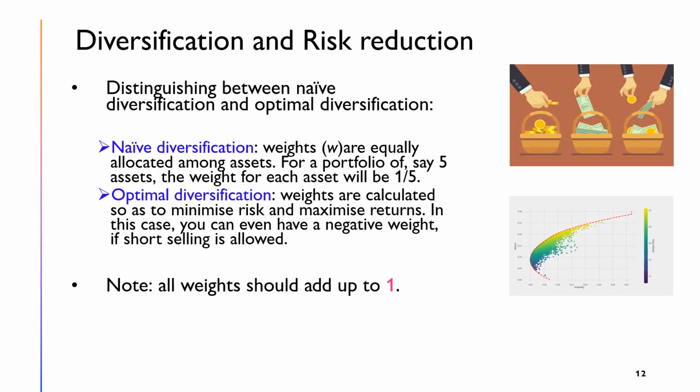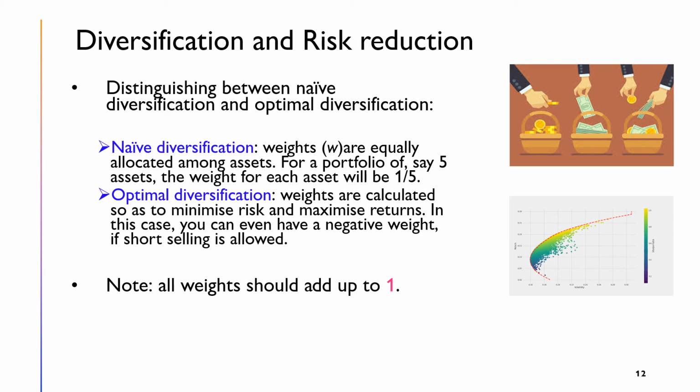It is important to distinguish between naive diversification and optimal diversification. In naive diversification, weights are equally allocated among assets. For example, a portfolio of 5 assets will have a weight of 1 per 5 for each asset. In optimal diversification, weights are calculated so as to minimize risk and maximize return.